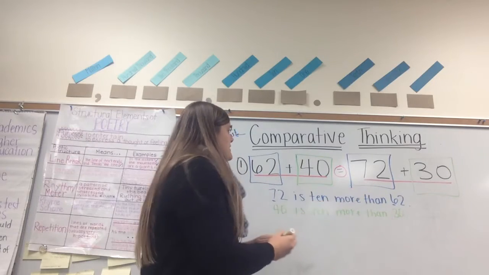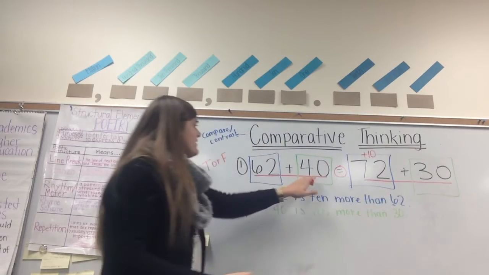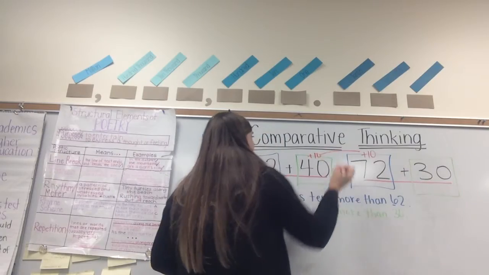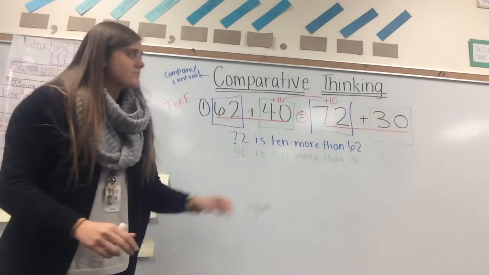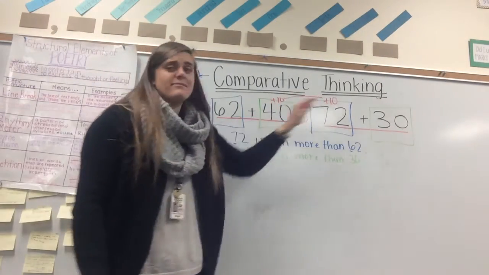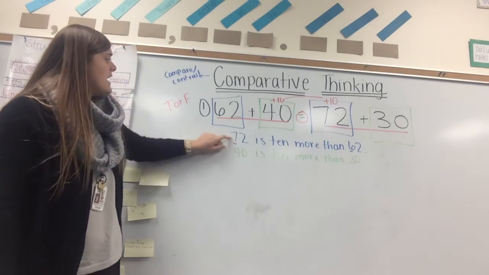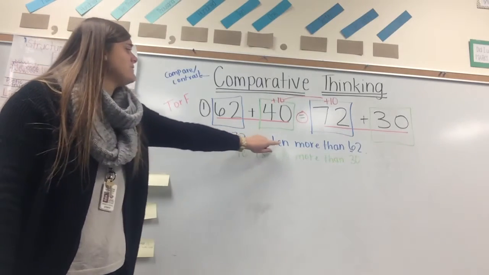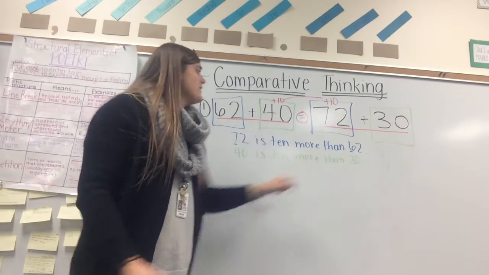So, since 72 is 10 more, we can almost say that this is plus 10. And since 40 is 10 more than 30, I know that these two equations are equal because they both have a number that is a little bit higher by 10. Okay? Do you see how these 10s match on both sides of the equations? If I wanted to explain this further, I could say 72 is 10 more than 62. 40 is 10 more than 30.